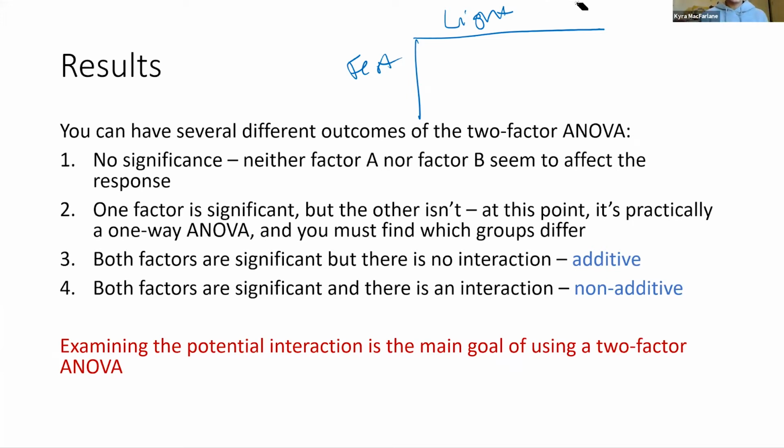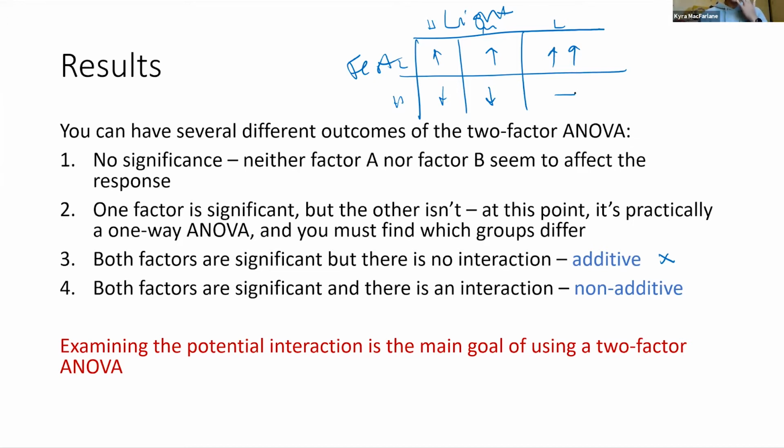You might also find that both factors are significant, but there is no interaction. In this case, we call it additive. So maybe we find that high light and low fertilizer is good. Low fertilizer is just always good. High fertilizer is bad for plants or something. Or low light is always really good for plants for some reason, so it's extra good, but because high light is bad, it kind of evens out, if that makes sense.